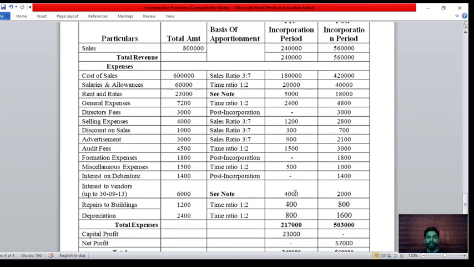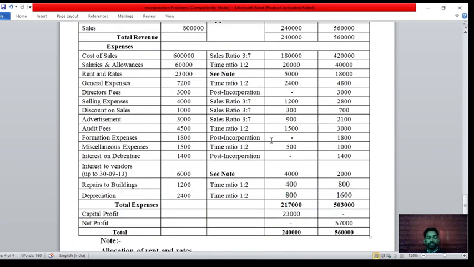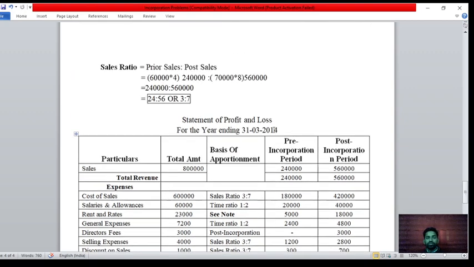I hope you understand all the notes also, allocation of rent and rates. As well as just try to understand the interest on vendors. From April to September there are 6 months. Out of the 6 months, up to July it is the prior period, and August and September are the post period. Like this we have to calculate.